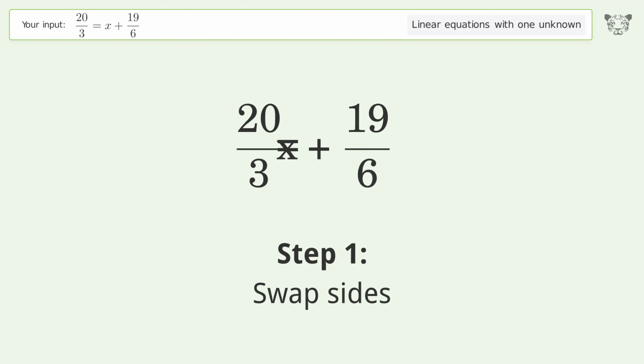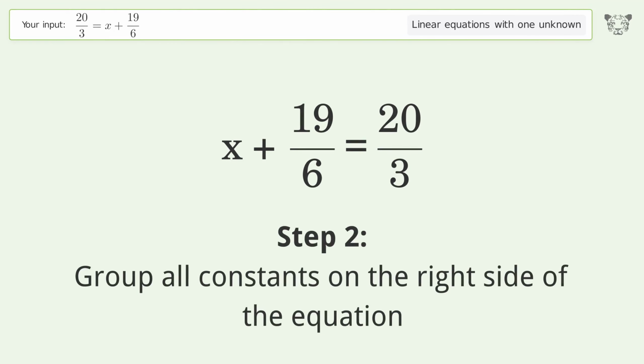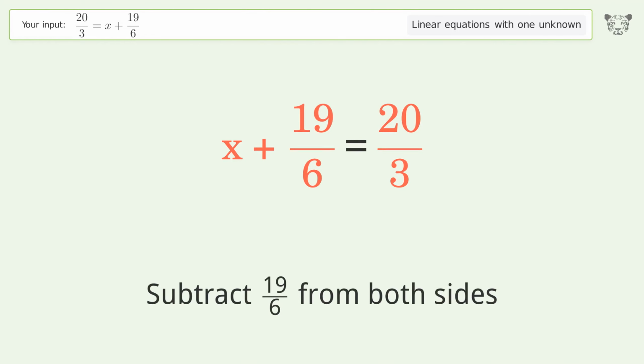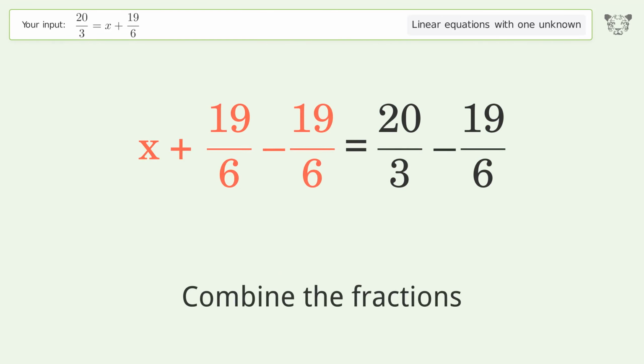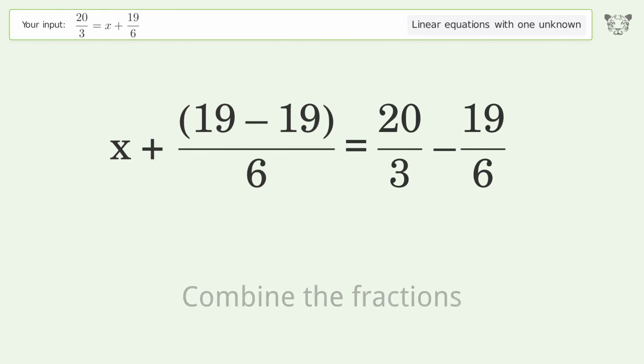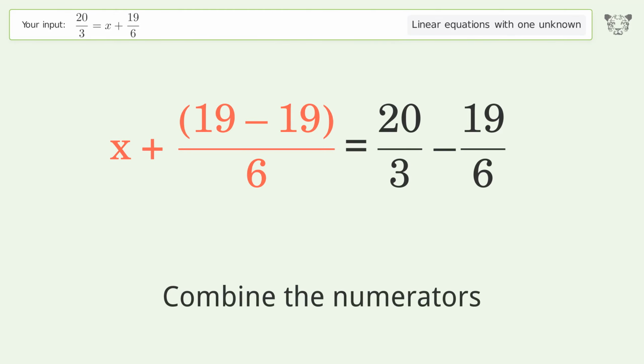Swap sides. Group all constants on the right side of the equation. Subtract 19/6 from both sides. Combine the fractions. Combine the numerators.